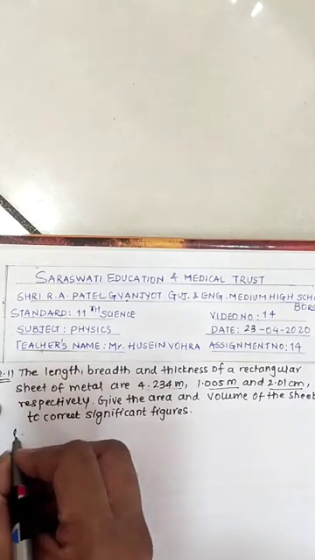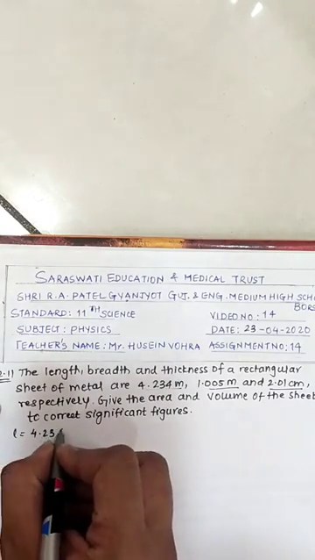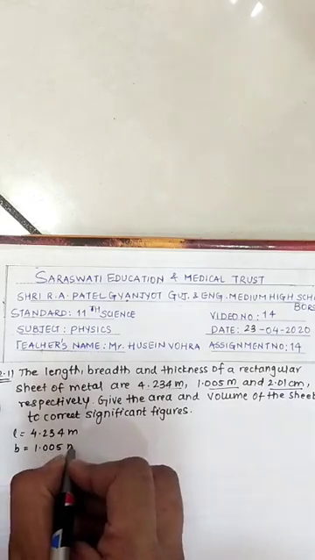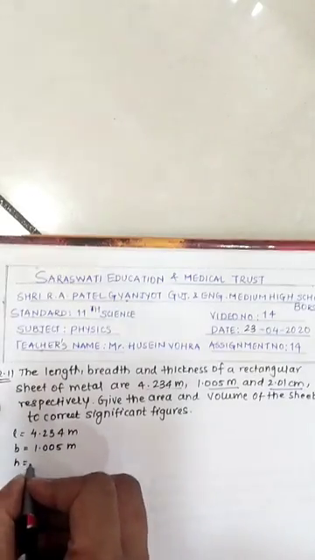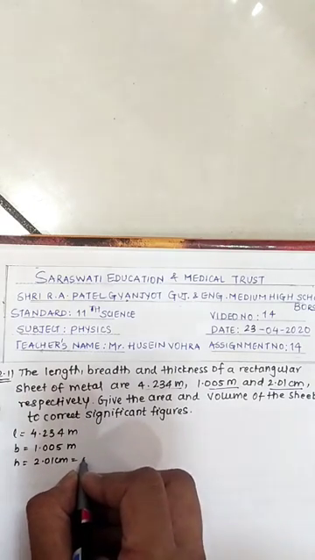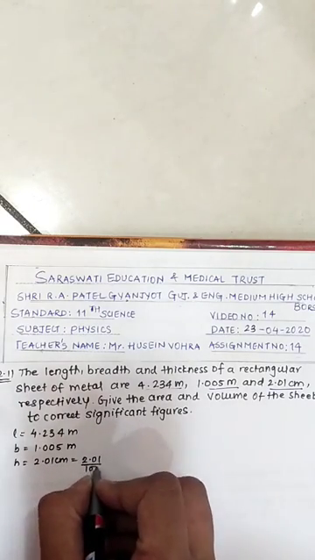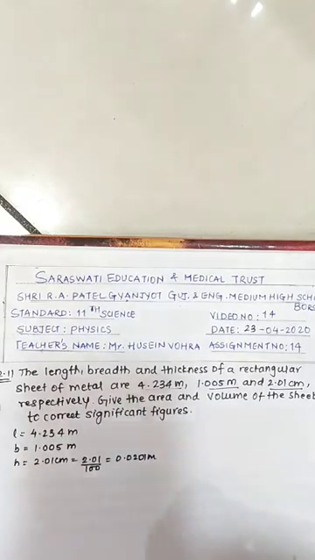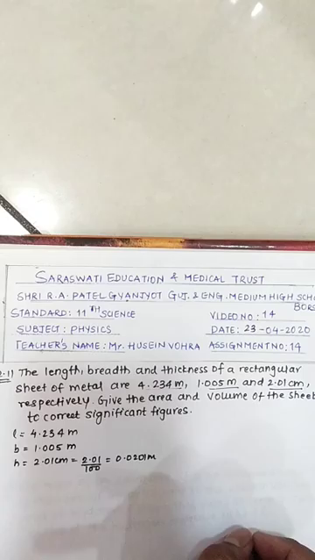Now, the length they have given is 4.234 meters. The breadth they have given is 1.005 meters. And the height they have given is 2.01 centimeter. I'll write it in meter: 2.01 divided by 100, so my answer is 0.0201 meter. Is this clear? Now let us check the significant figures.